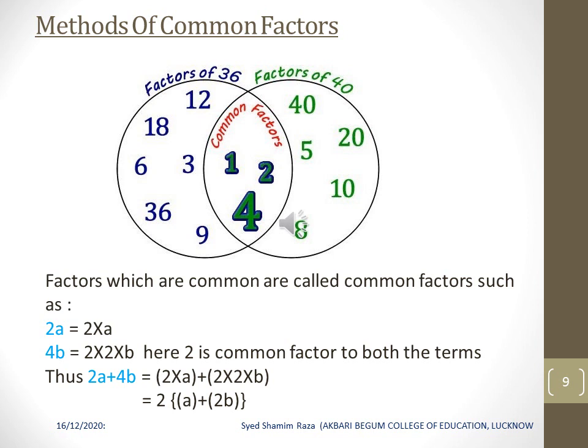For example, we can take another example like 2a is 2 into a and 4b is 2 into 2 into b. Here you see 2 is a common factor in both of them. Alright.